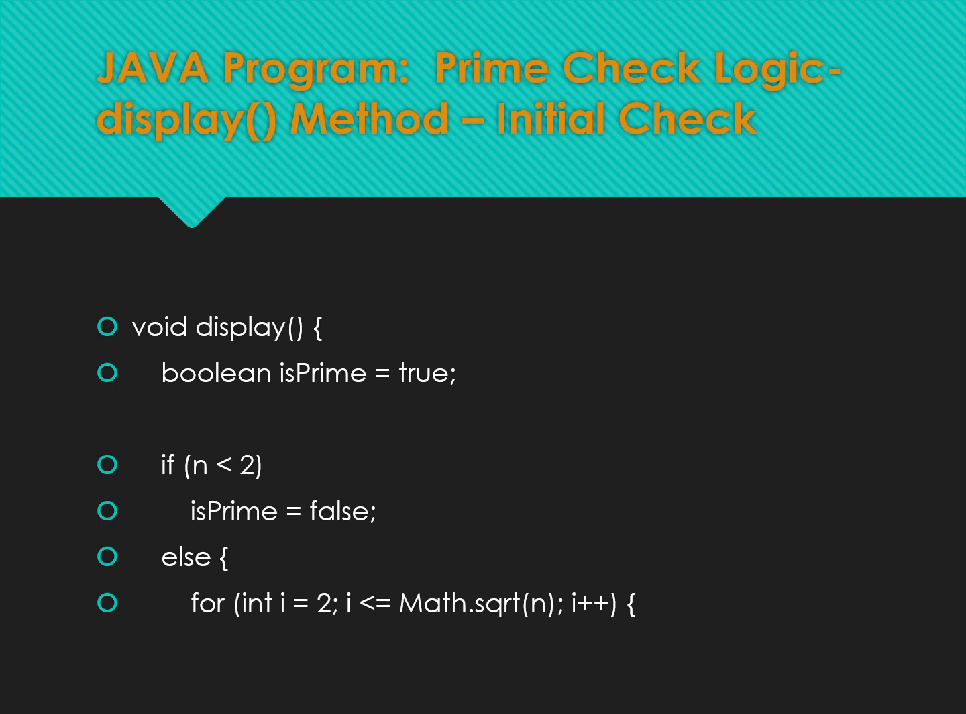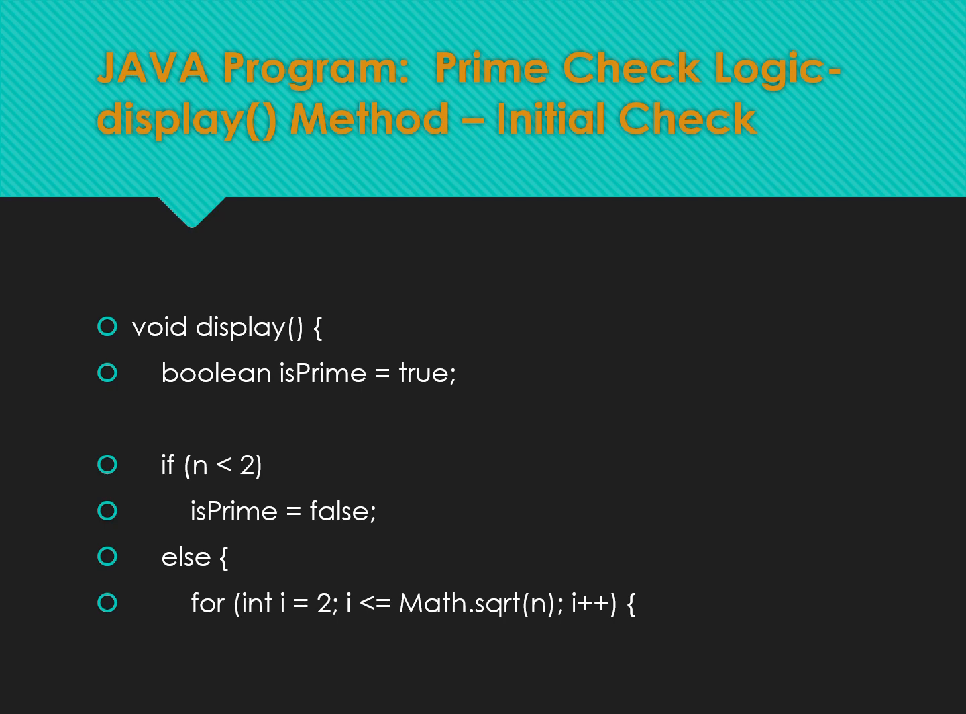In the display method, we first assume the number is prime by setting isPrime to true. If the number is less than 2, it's immediately marked as not prime, since 0 and 1 are not prime numbers. If the number is 2 or more, we use a loop to check for factors. The loop runs from 2 up to the square root of n.